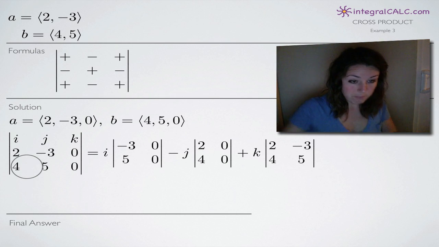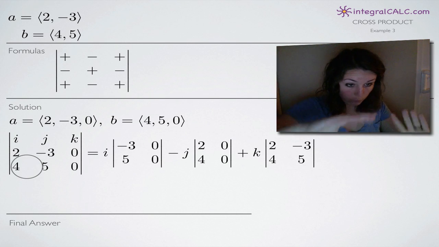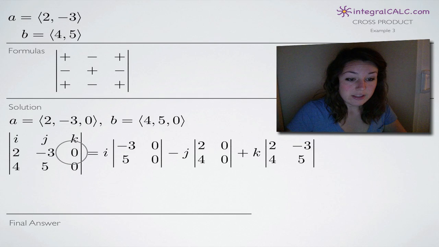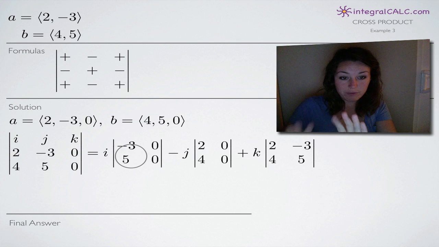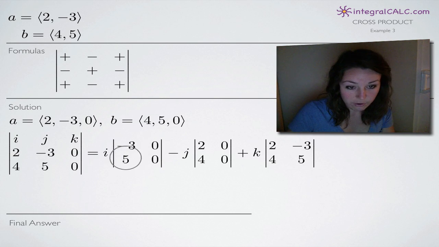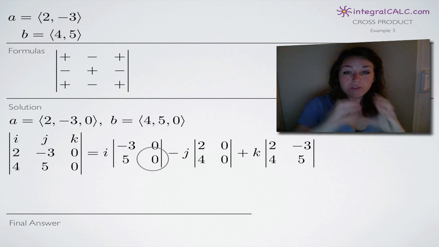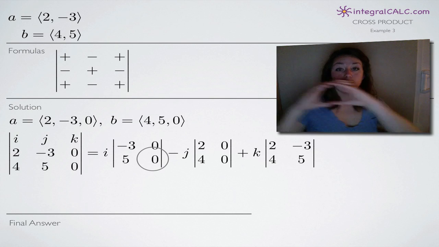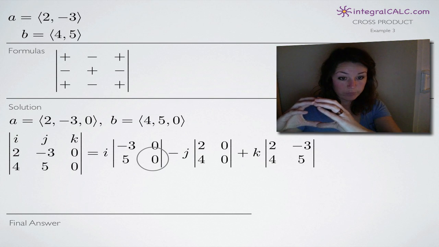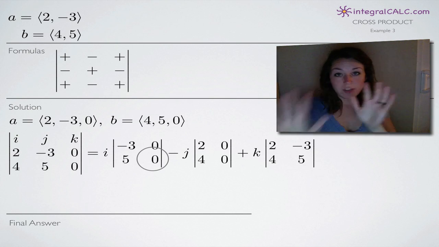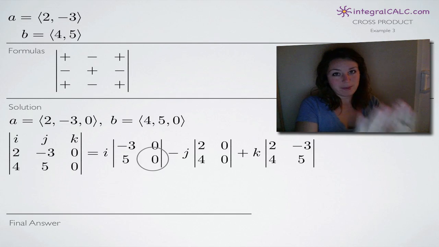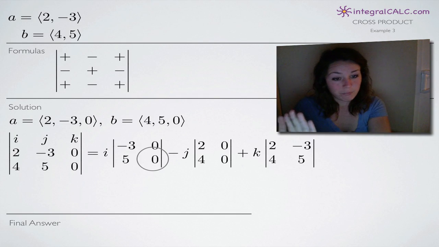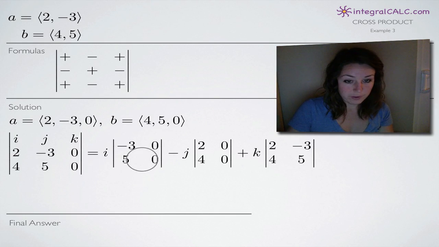And you can see if we block those off, what we're left with is negative 3, 0, 5, and 0. We took those and transposed them into this 2 by 2 matrix. We're left with negative 3, 0, 5, and 0. So we take the four numbers that we're left with and move them right over into our 2 by 2 matrix. We don't switch around the numbers, we don't do anything, we just pick them up, move them over, and drop them down. They're multiplied by i here.